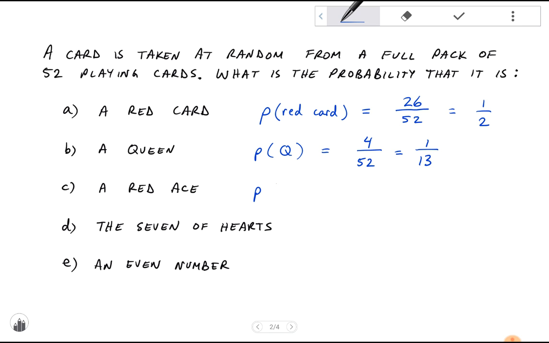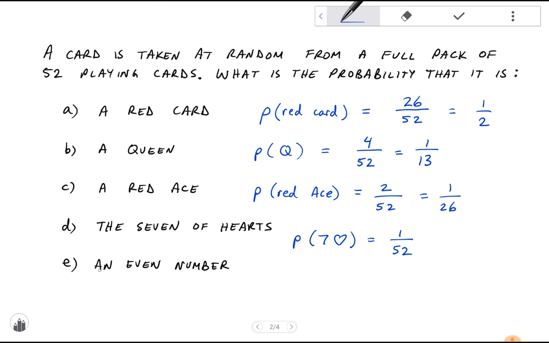C, what are the probabilities of getting a red ace? A red ace. How many red aces are there? There's 1. Oh, there's 2. Sorry. There's the hearts and the diamonds. So there are 2 red aces in the pack out of 52 total, and that simplifies to 1 out of 26. So the probability of drawing a red ace is 1 out of 26. Probability of the 7 of hearts, that is 1 out of 52. There's only one 7 of hearts in the entire deck, so 1 out of 52 is the probability of drawing that card.